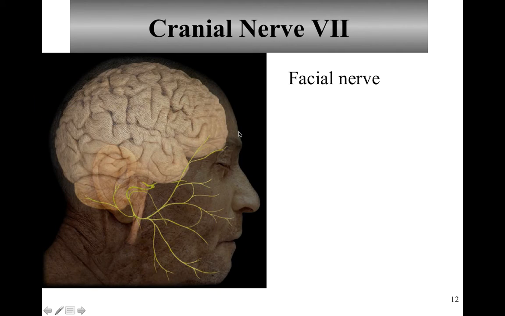Cranial nerve 7, the facial nerve, is a mixed nerve. It has sensory from the taste receptors, and motor to muscles that cause facial expression, and motor also to tear glands and salivary glands.